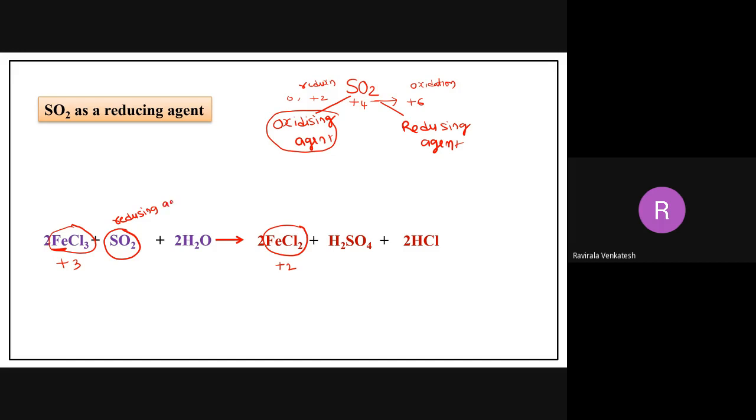Why are we calling it a reducing agent? It is reducing what? FeCl3. SO2 is reducing FeCl3 from +3 to +2. But it will undergo what? Oxidation. Look, beta, in H2SO4 what is the oxidation state of sulfur, beta? What is the oxidation state of sulfur in H2SO4? Does nobody know?